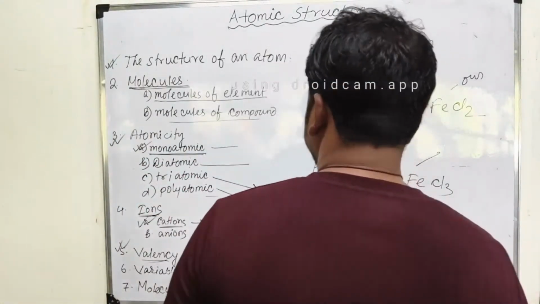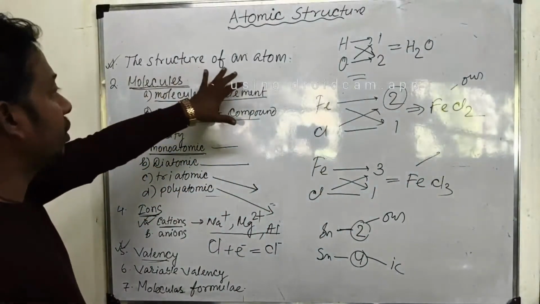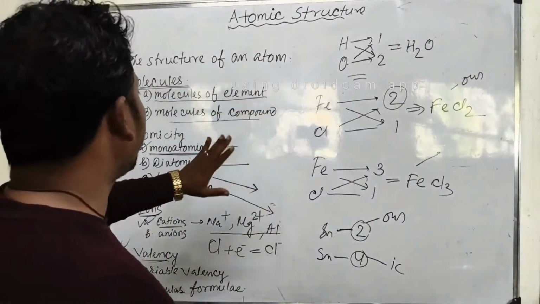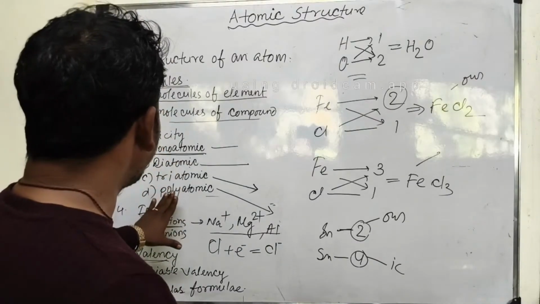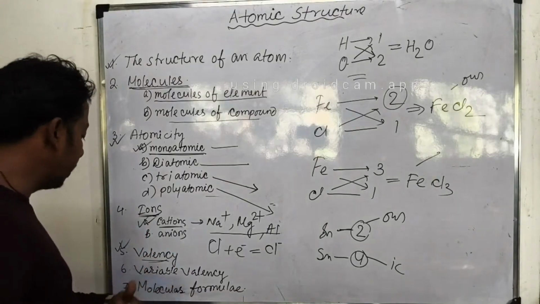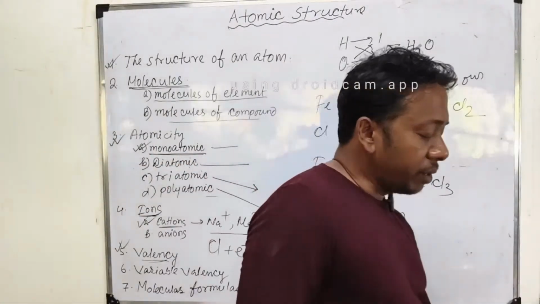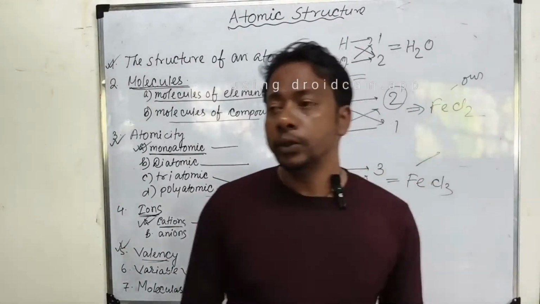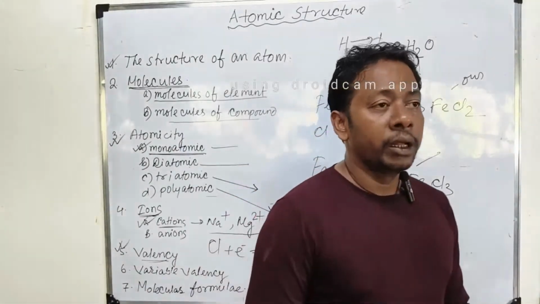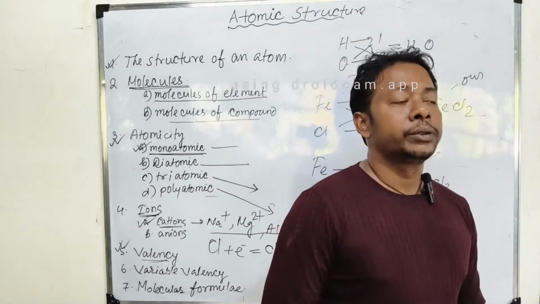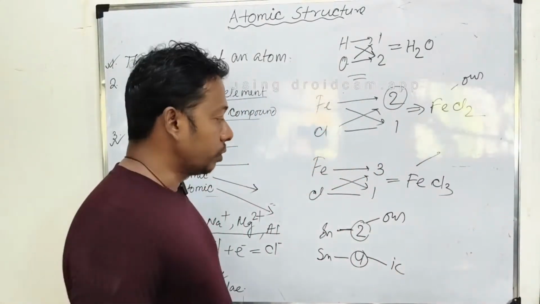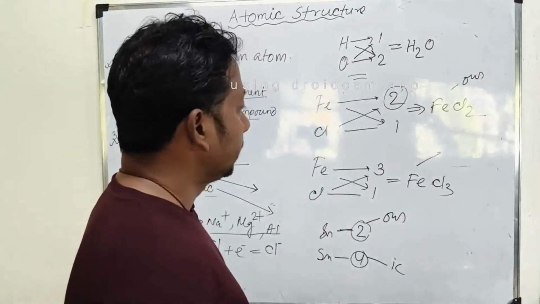Okay. So in this chapter, we discussed the structure of an atom. We drew the atomic configuration also, molecules, molecule of element, molecule of compound, and atomicity: monoatomic, diatomic, triatomic, polyatomic. We discussed the ions, that is cations and anions, and valency, variable valency, and molecular formula. There are a huge number of things in your higher classes, some theories like Dalton's and Bohr's theory, but not in class 6, 7, 8. So I don't want to push it up here.